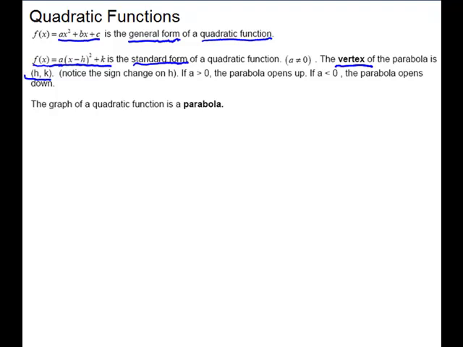And just from our graphing of transformations, remember if the number in the front has a negative sign, then it's going to flip upside down. And that's exactly what happens here. If a is greater than 0, so if a is positive, the parabola is going to open up. So it's going to look like this. If it's negative, it's going to go upside down like that. So a negative a would cause it to turn upside down.